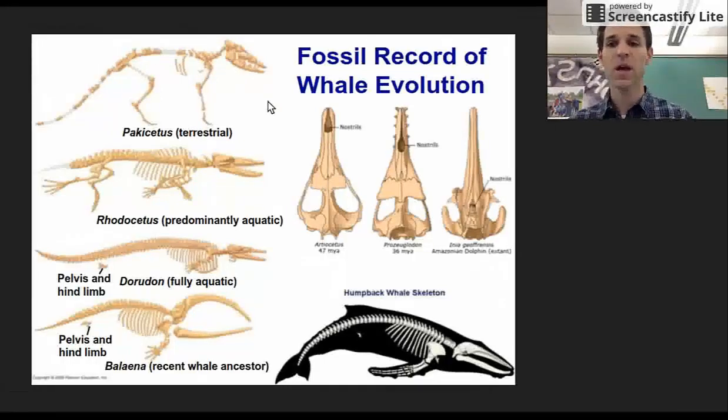And then Pakicetus, we have fossil evidence that suggests that the bone structure and the skull structure are all very similar, and that this sort of series of events of this organism changing into this organism over time, and then finally into modern day whales, could have happened.